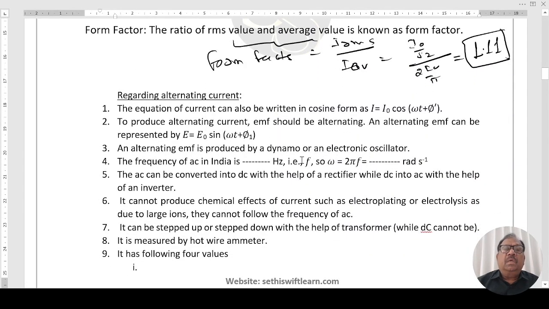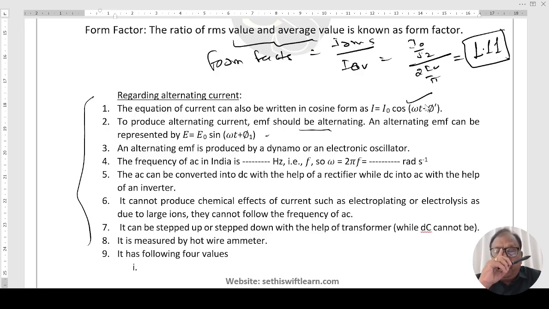Regarding alternating current, certain points are given here which are very important. Equation of current can be written in sine or cosine. To produce alternating current, EMF should be alternating. Alternating EMF can be represented by E equal to E naught sine omega t or cosine, with phi as the phase difference.